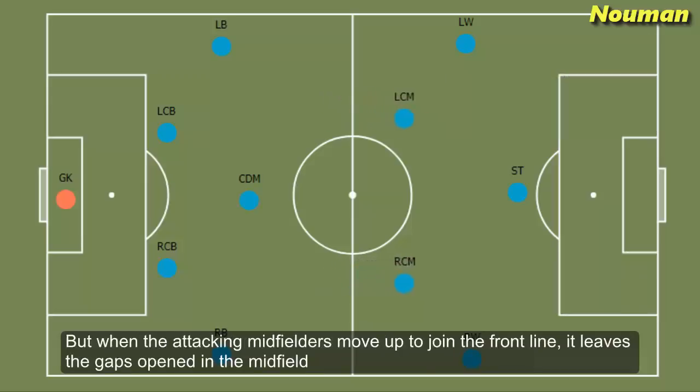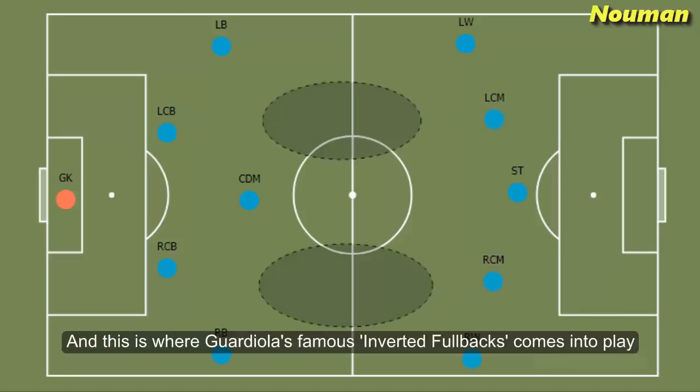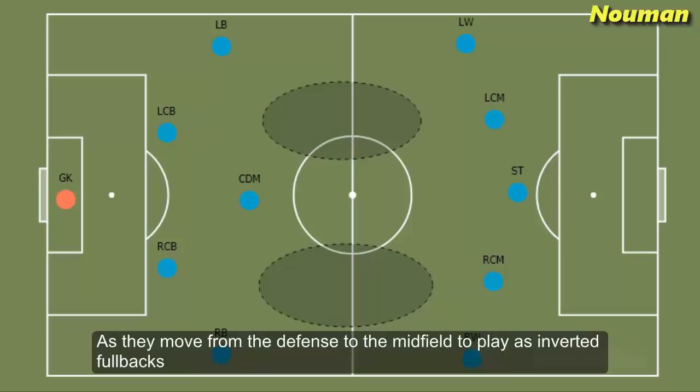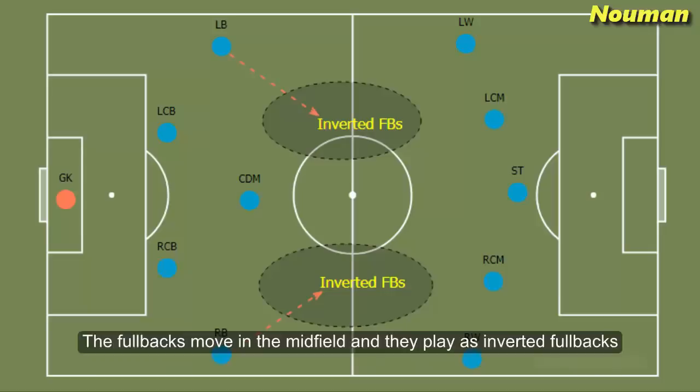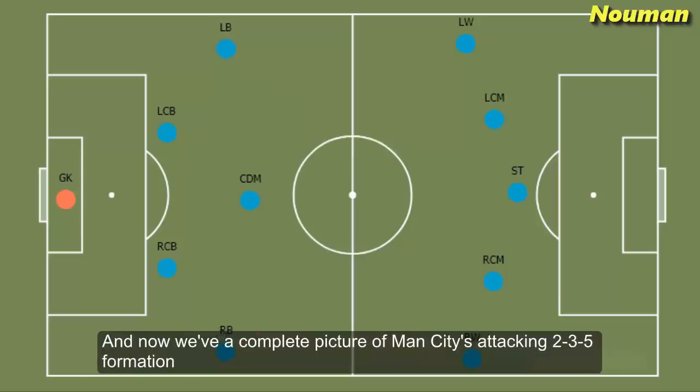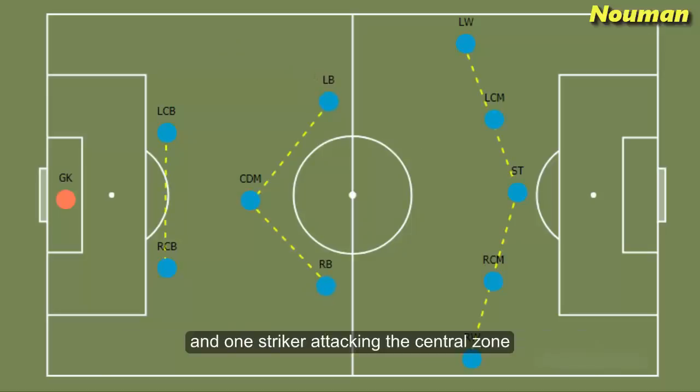But when the attacking midfielders move up to join the front line, it leaves gaps open in the midfield. And this is where Guardiola's famous inverted fullbacks come into play, as they move from the defense into the midfield. Now we have a complete picture of Manchester City's attacking 2-3-5 formation, with 2 wide wingers attacking the wide areas, 2 attacking midfielders attacking the half spaces, and 1 striker attacking the central zone.